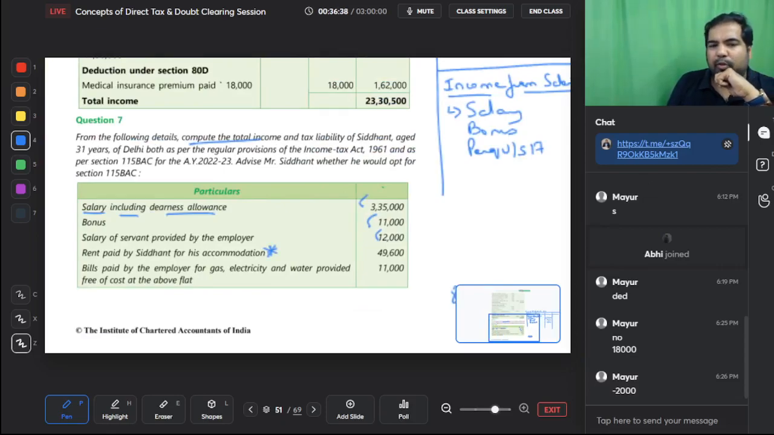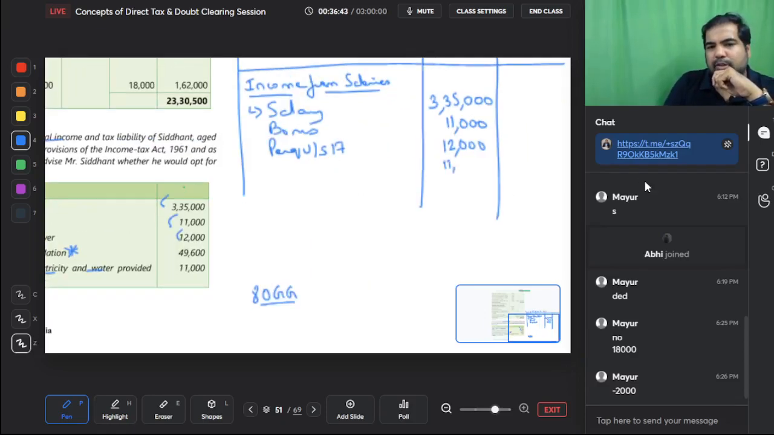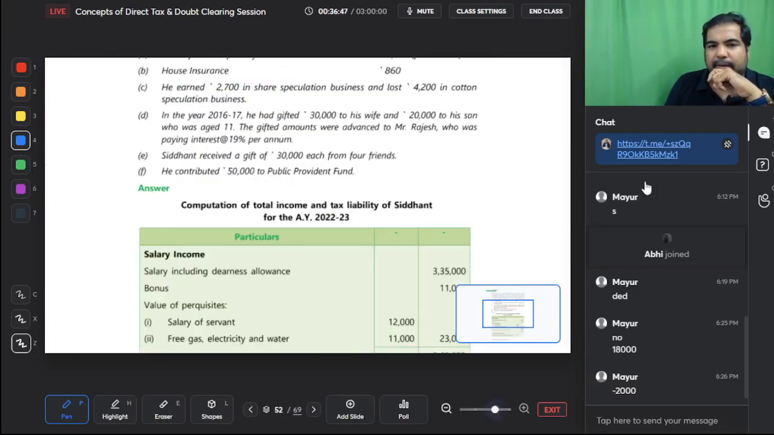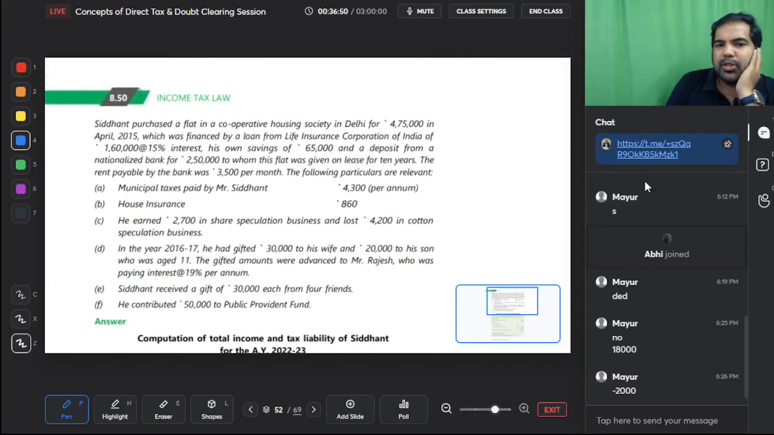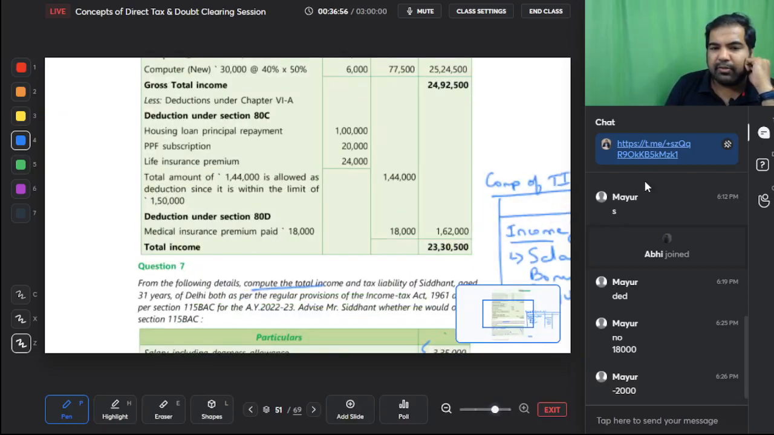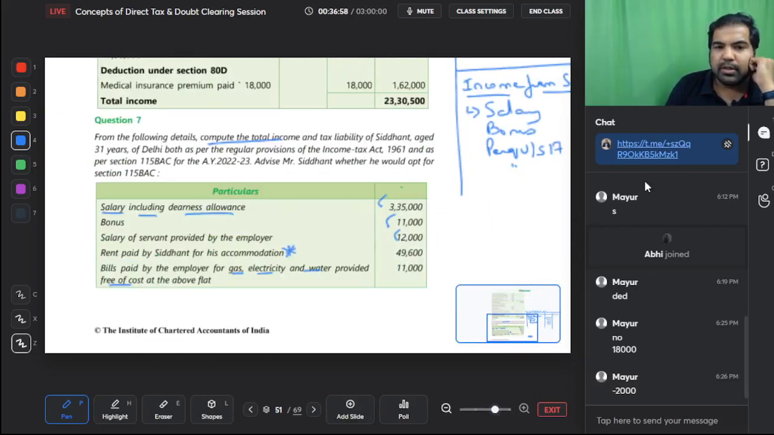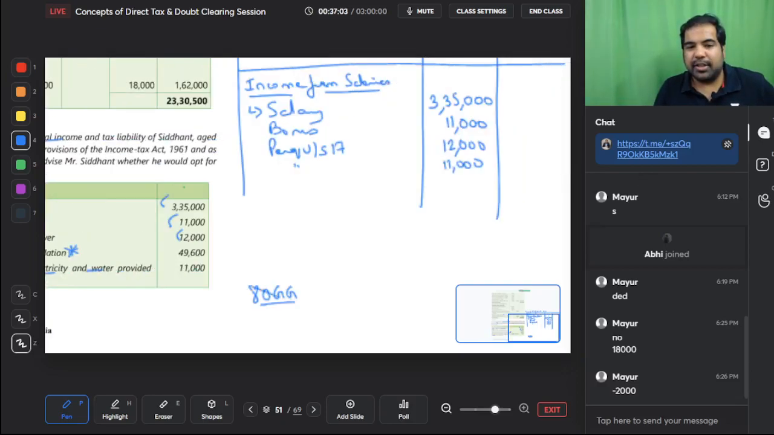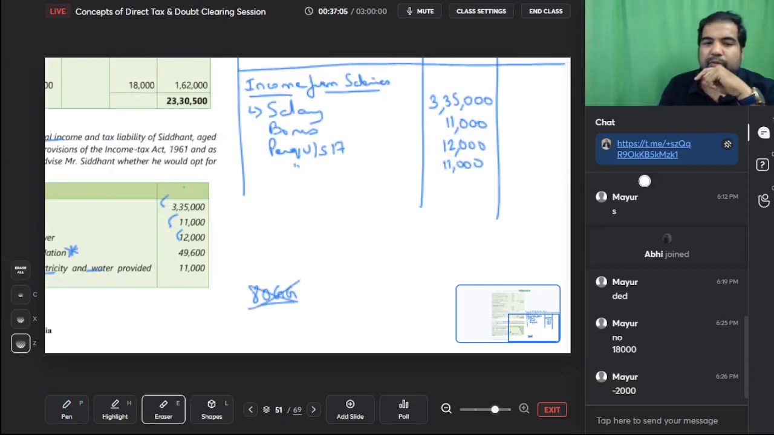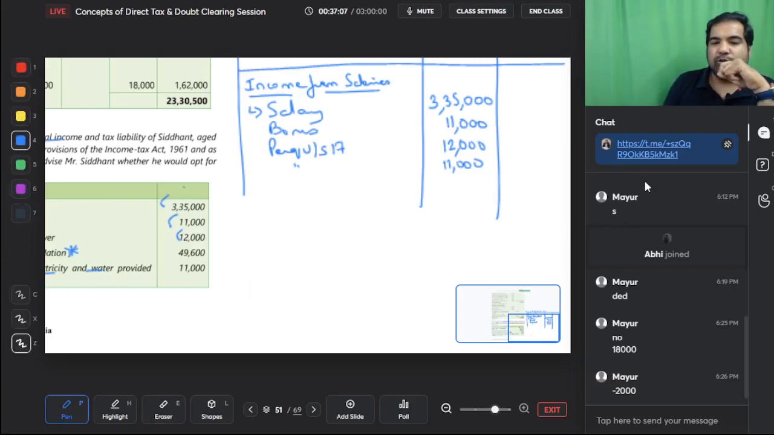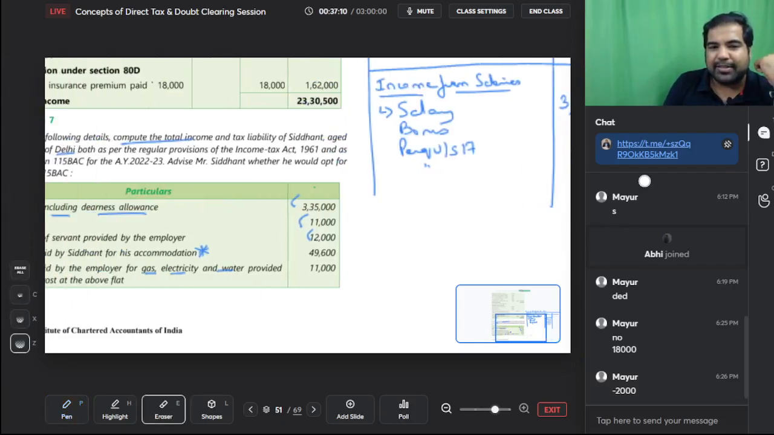Bills paid by the employer for gas, electricity and water provided free of cost at the above flat. So this is again a perquisite. So this is another perquisite, 11,000. Moving ahead. Siddhant purchased a flat in a cooperative society in Delhi. Guys, he has a house in Delhi, and where has he rented a house? In Delhi only. So he will not get 80GG. Remember, 80GG you will get only if you don't have a house in the same city. So 80GG will not be there. So this one is out of the window.